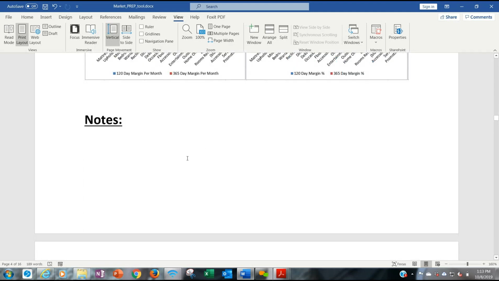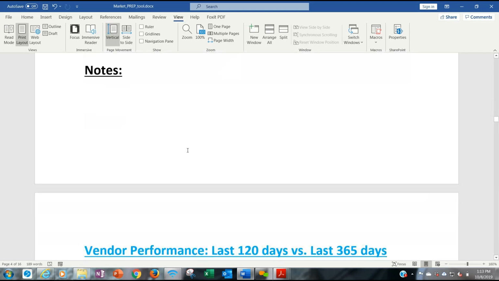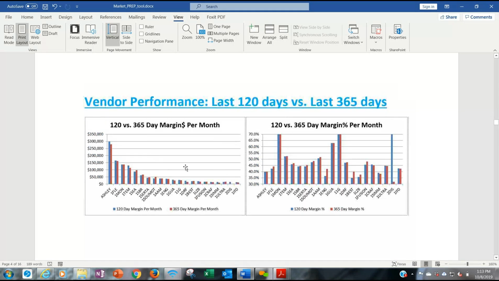And then you get just some space there if you want to jot any notes as you're going through, as you're preparing, going through your own data, getting ready to go to market. And this is a view of the vendor performance, last 4 months versus last year. Again, this view is basically pulling all categories together, so we're not narrowing it down to any one category. This is all categories included.